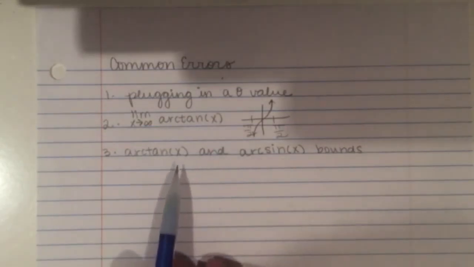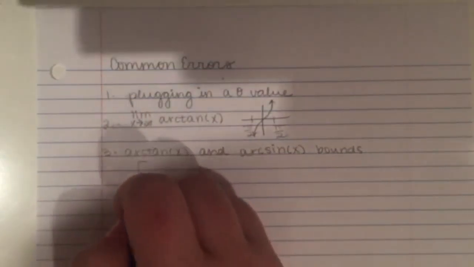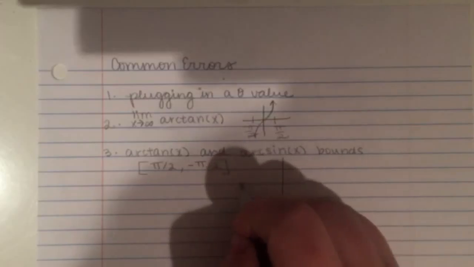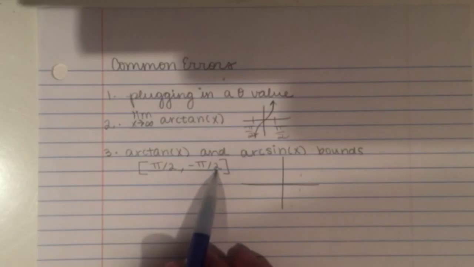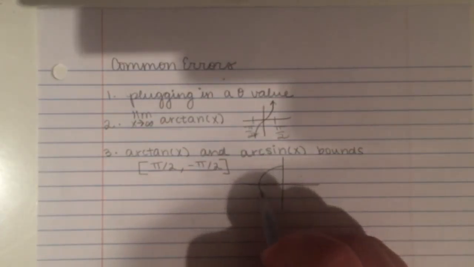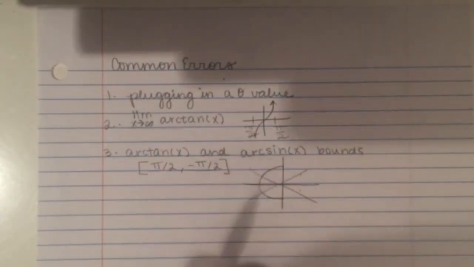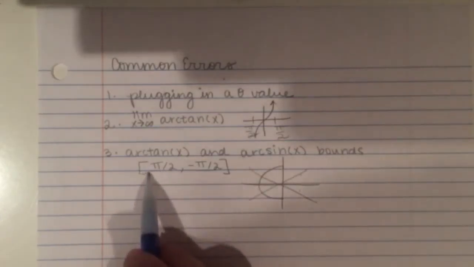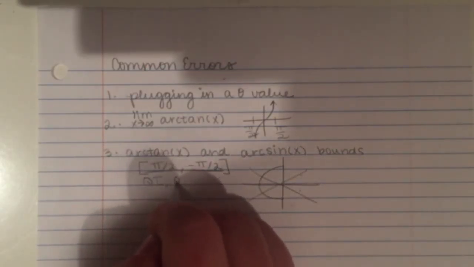The third most common mistake is arctan and arcsine bounds. People will look at the bounds as pi over 2 to negative pi over 2. So we know that each of these actually exist in the first and fourth quadrant, but when you look at the bounds like this, you say, okay, it goes from pi over 2 to negative pi over 2, which means that it would exist in these two quadrants. That's a really common mistake, but it's wrong. So you always have to think back to the graph of each of them, or you can just say to yourself, instead of saying these are the bounds, just say that each exists in quadrant 1 and quadrant 4.